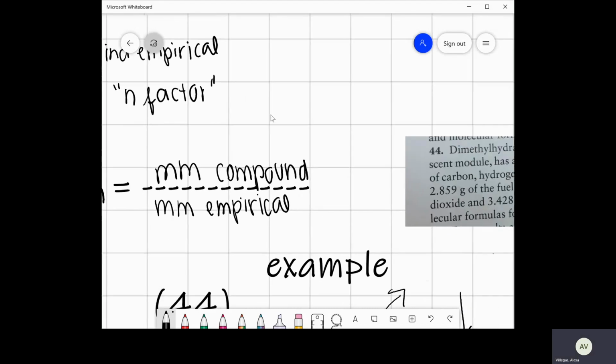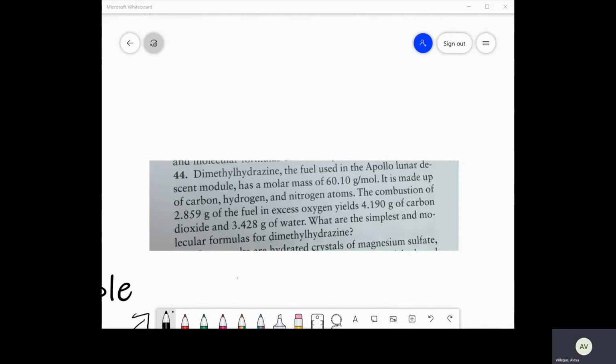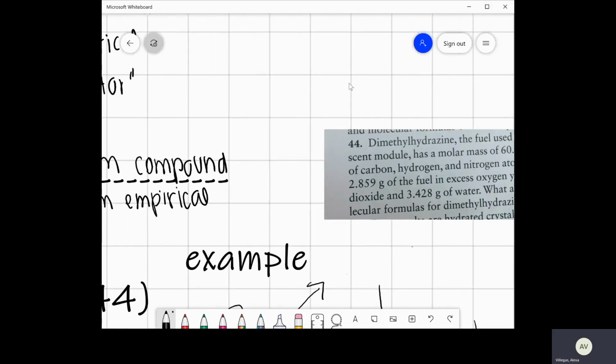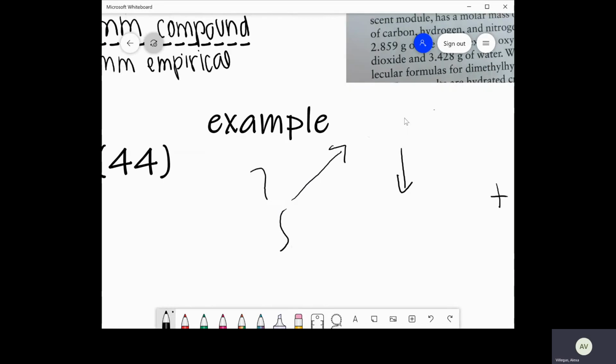Okay, so let's do an example. This is from your book. And for those of you that don't have it, go ahead and write down what you think is important. Go ahead, pause, and then keep going. So if I asked you for the molecular formula of dimethylhydrazine, which you are told is made up of carbon, hydrogen, and nitrogen, you can fit these into these steps and solve.